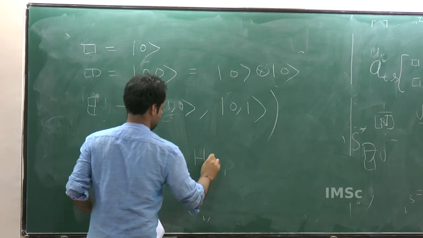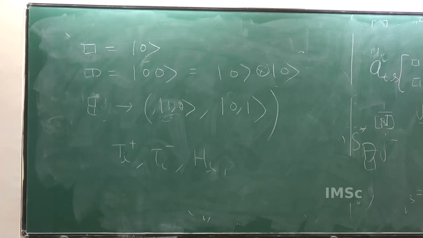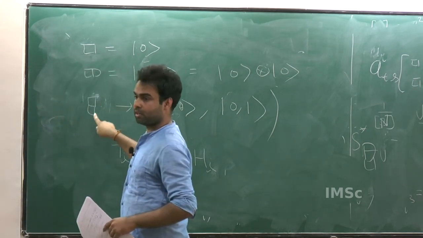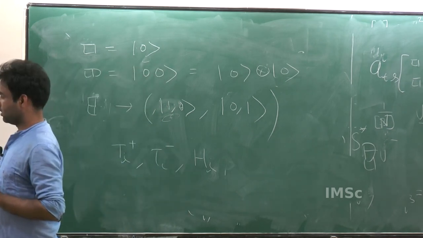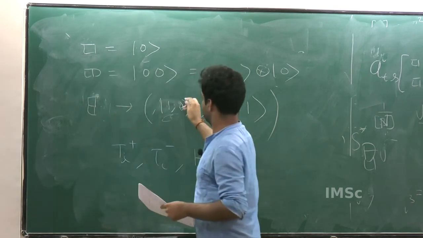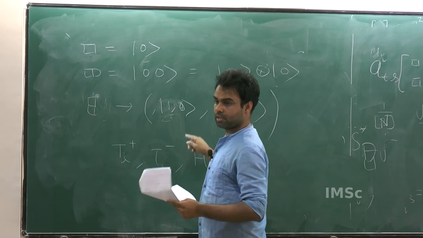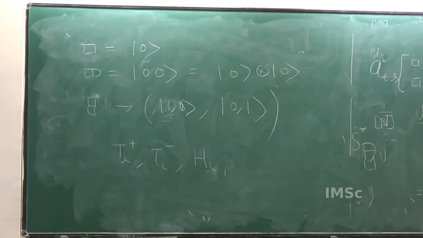Sorry, if you put the vertical two boxes, yes, 0, 1, 1. Lambda 1 is 1, lambda 2 is 1. Shouldn't that be just 0, 1? Yeah, so it's just 0, 1 and all permutations. This is the basis in which you can write a vector.